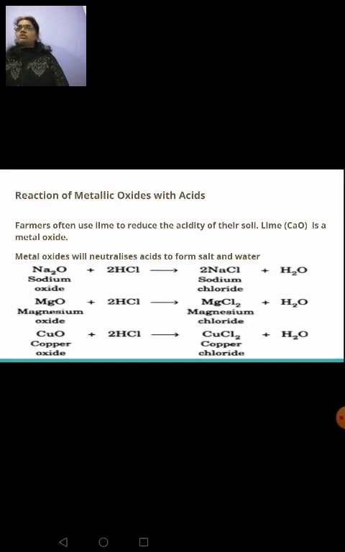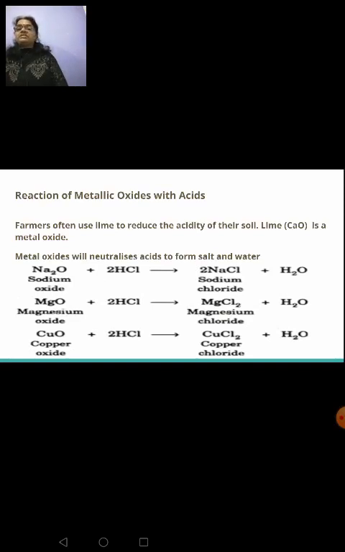So whenever salt and water is formed due to a reaction between acid and another substance, we can call that reaction a neutralization reaction. And we have already learned that acid and base react with each other to produce salt and water. So here, metallic oxides, you observe the examples given here: sodium oxide, magnesium oxide, copper oxide. These are all metal oxides.